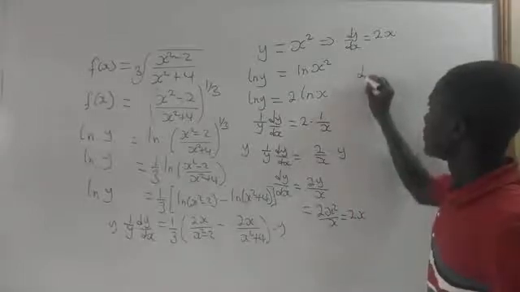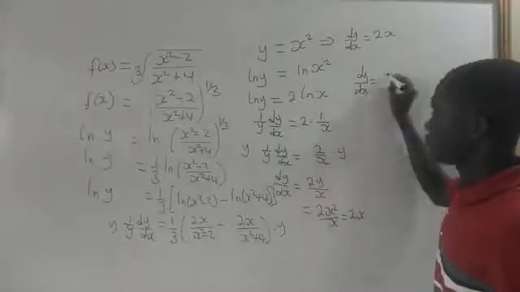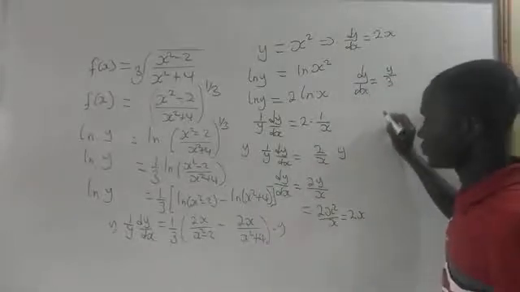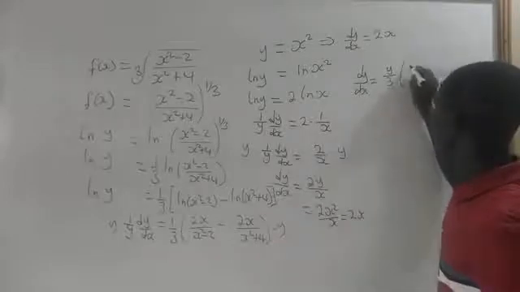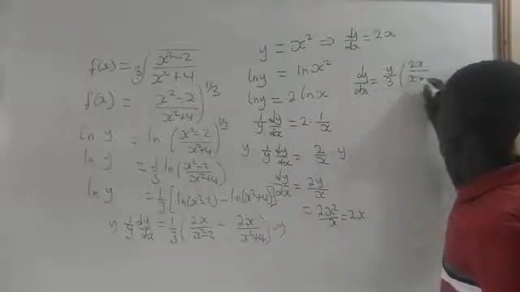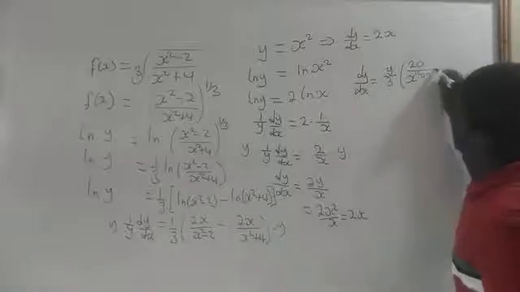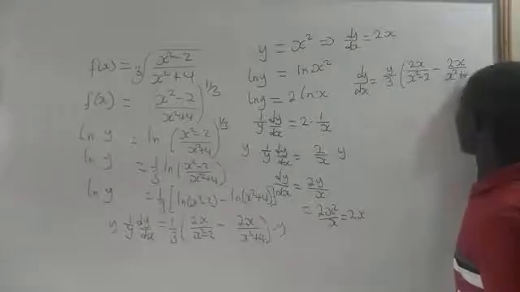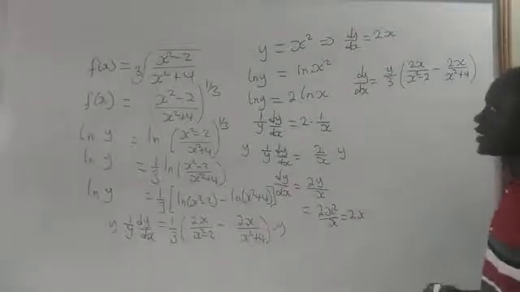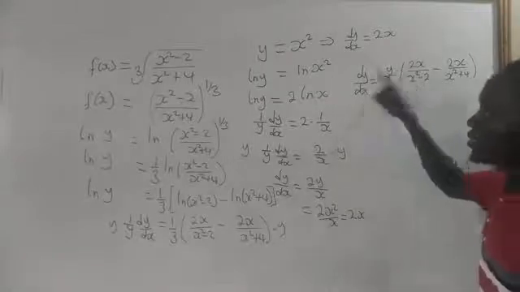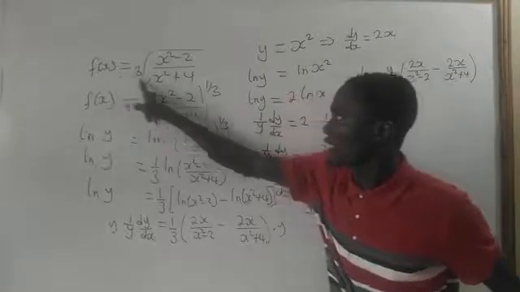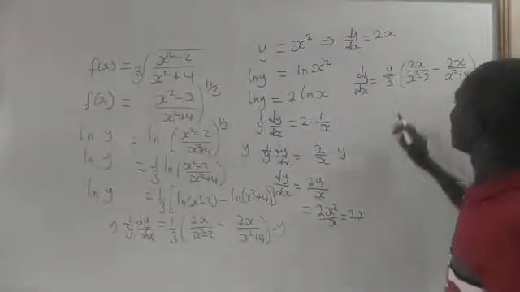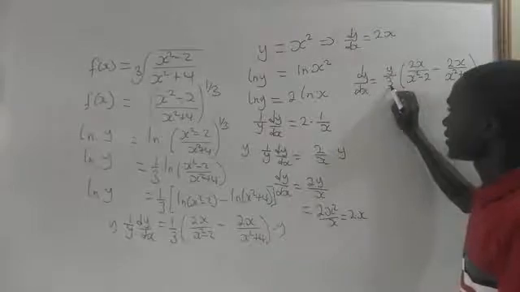So I'll have dy on dx to be equal to y times, this will give me y divided by 3 times 2x divided by x squared minus 2 minus 2x divided by x squared plus 4. Now, what is y? Y is equal to f of x, that is the original function. So, let's see. Here, 3 is here.